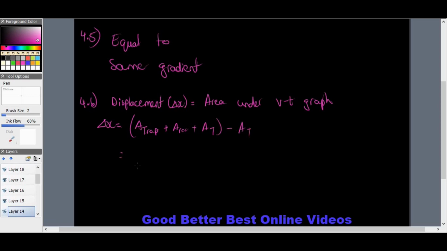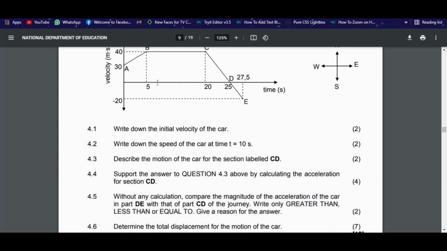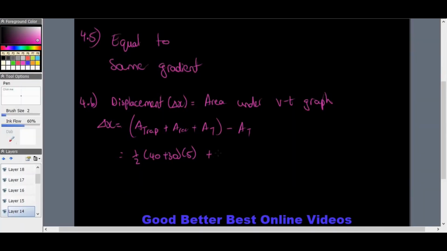triangle. So we end up with half of 40 plus 30 times 5, which is the area of a trapezium, plus the rectangle over here. 20 minus 5 is 15, and obviously 0 to 40 is 40, so we end up with 15 times 40, which is length times breadth, plus half of base times height.